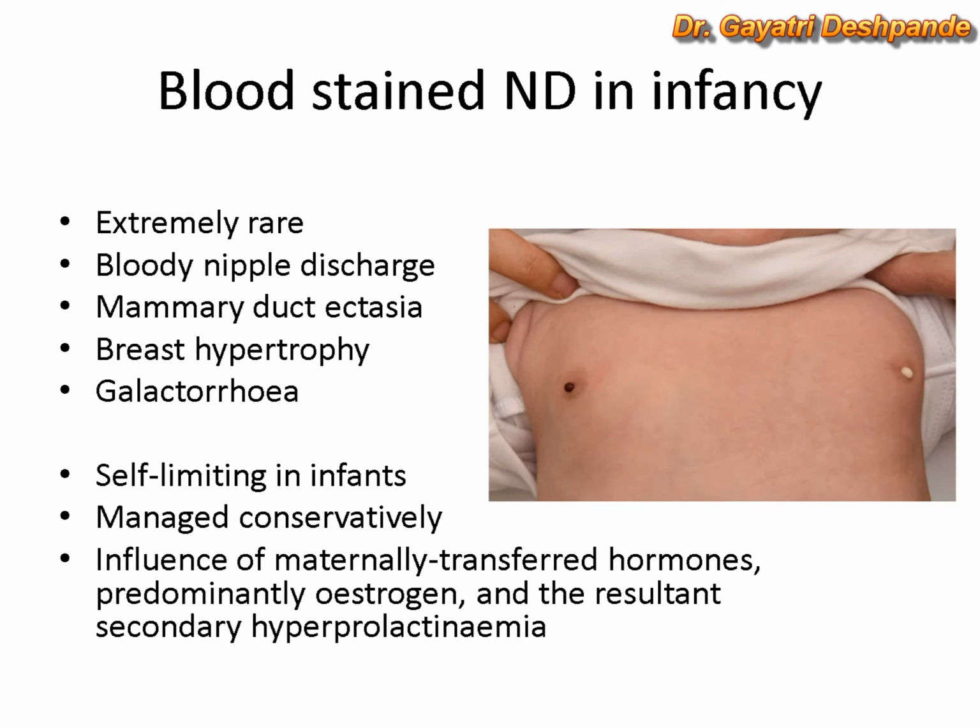Another extremely rare condition is a blood-stained nipple discharge in infancy. It is usually seen due to duct ectasia associated with breast hypertrophy. This is a self-limiting condition and managed conservatively. It is usually due to the influence of maternally transferred hormones, predominantly estrogen, and the resultant secondary hyperprolactinemia in the infant.